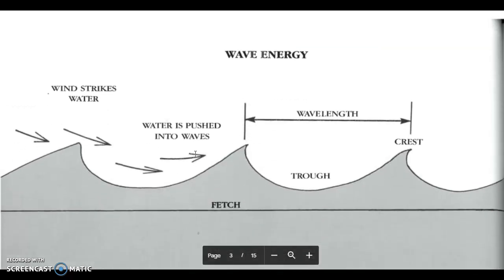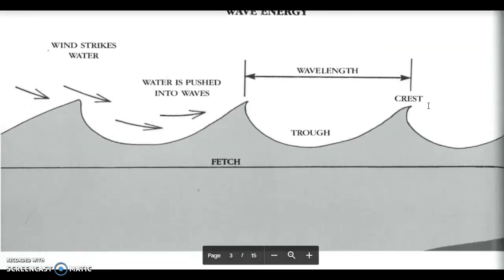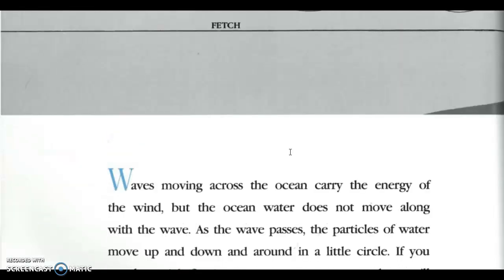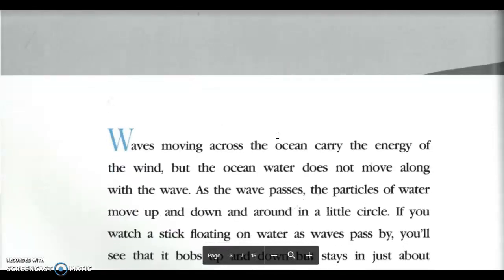And here's some diagrams that help us to point that out. So again, crest, trough here at the bottom, and then a wavelength is from crest to crest, and it's showing you that whole length there. It's called its fetch. And this here is talking about the wind. So those arrows are where the wind's striking, so the water is pushed into the waves. I believe that gets extended on the next page as well.